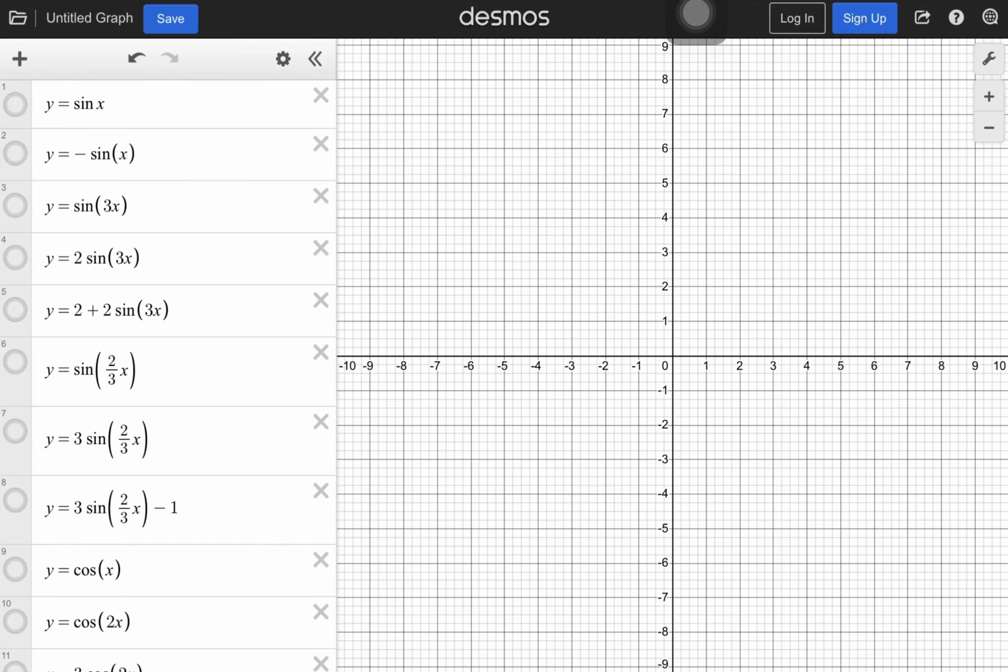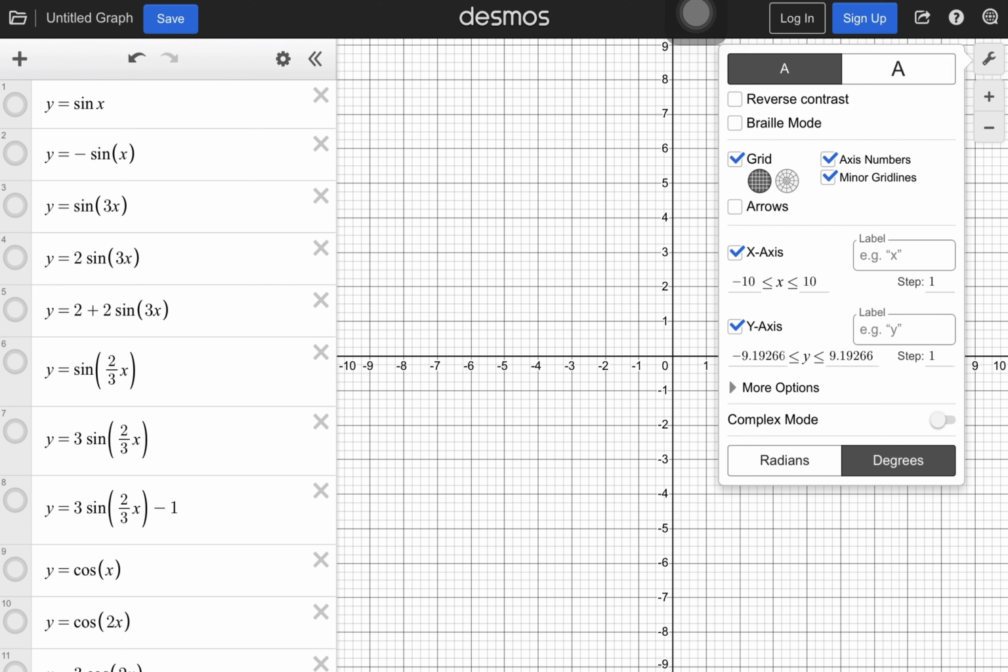Hi everyone, in this video, I'm going to show you how to sketch the basic trigonometric graphs, sine, cosine, and tangent, and their transformations using Desmos. First, let's start by setting the angle unit. Go to the Settings menu in Desmos. And here you can choose between degrees and radians.